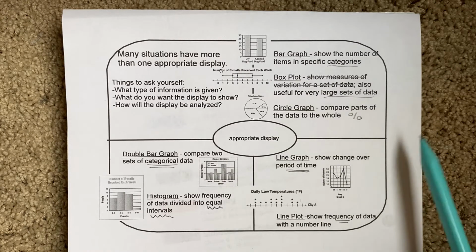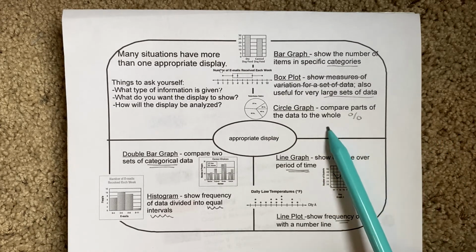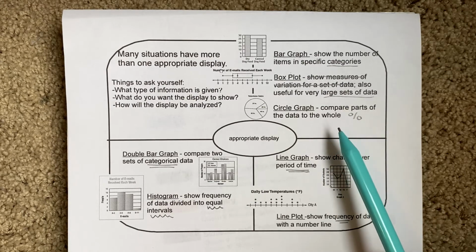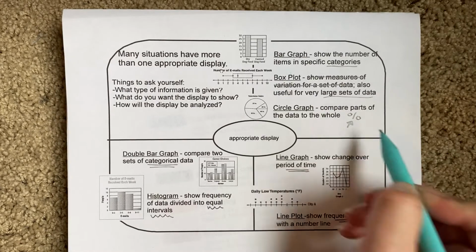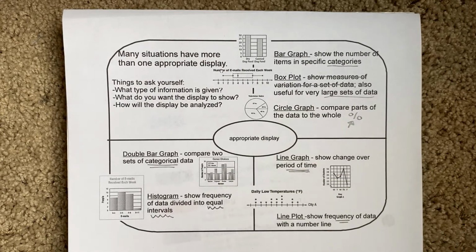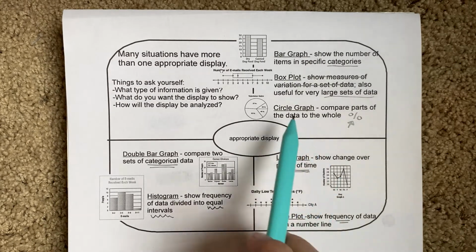A circle graph compares parts of the data to the whole. And if you remember, part over whole, percent over 100. So basically, anytime they're asking you to kind of compare or deal with percents, a circle graph is the best one.